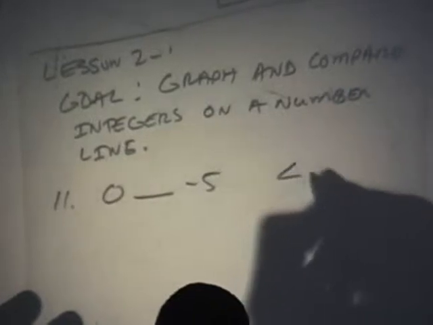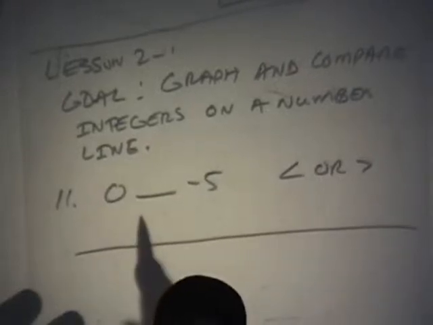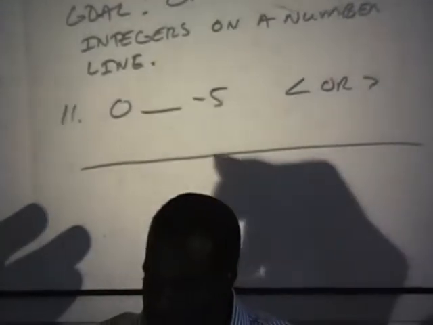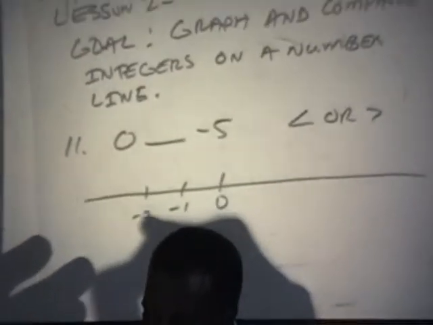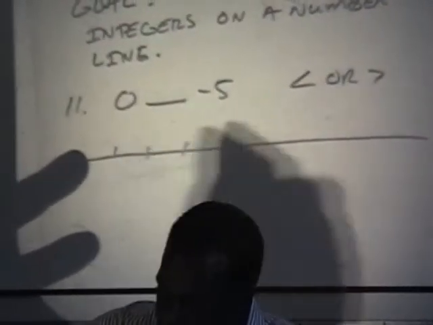This is very simple. For example, problem number 11, we have 0 blank negative 5. We must decide if we're going to use less than or greater than. If you look at a number line, the number that is farthest to the right is the greater number, and the number farthest to the left is the lesser number. So you put 0, and then you have negative 1, negative 2, negative, well, I started out too soon here. Let's move that over.